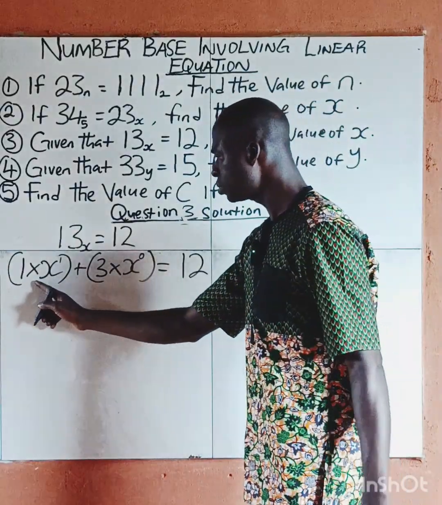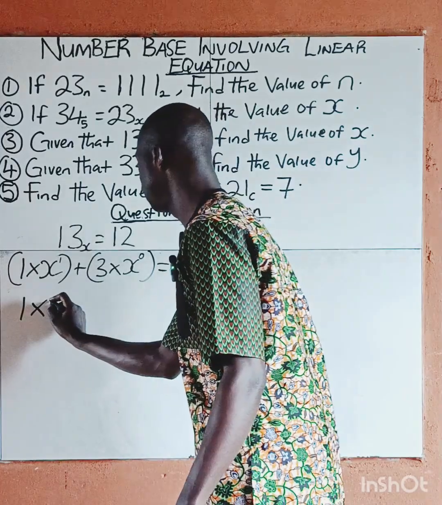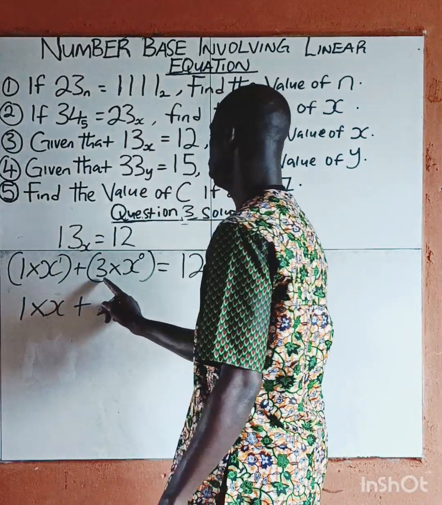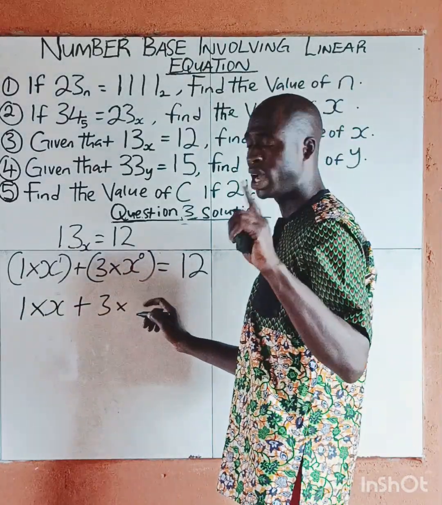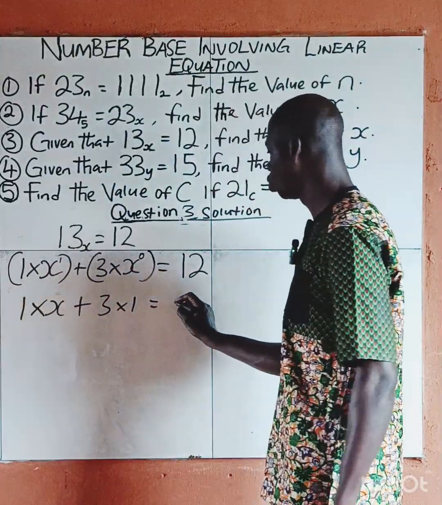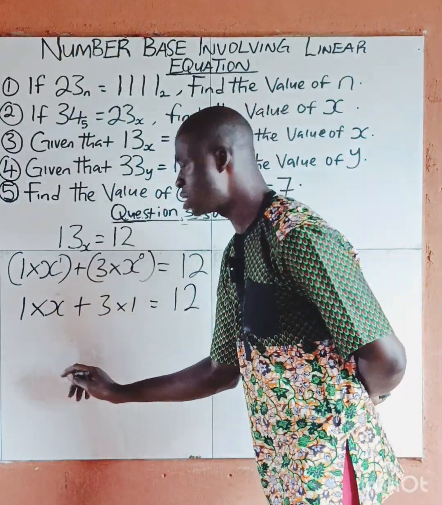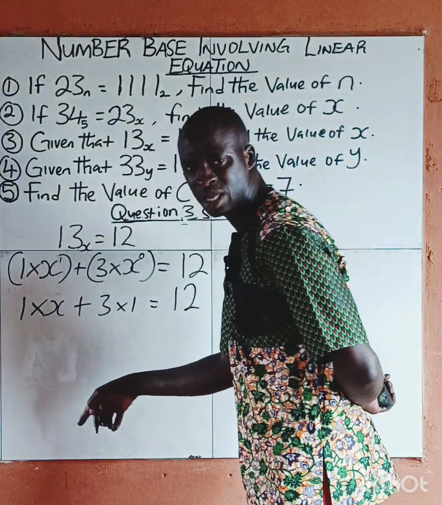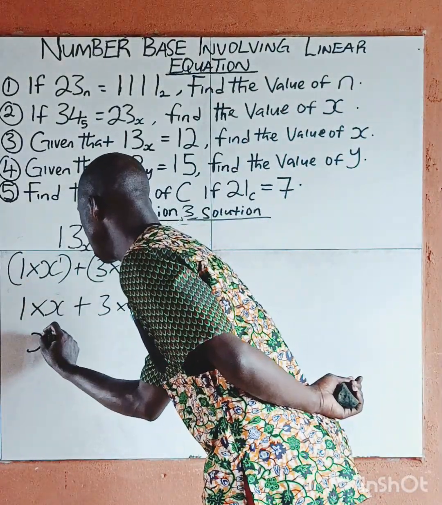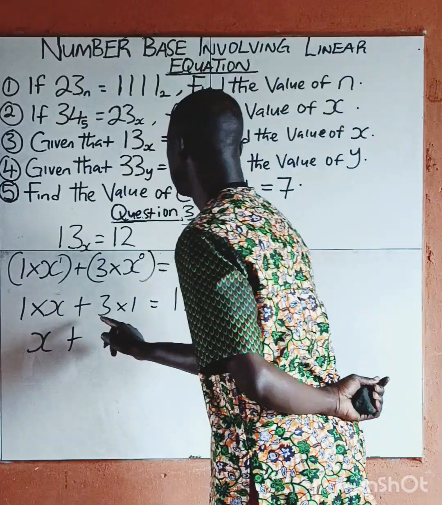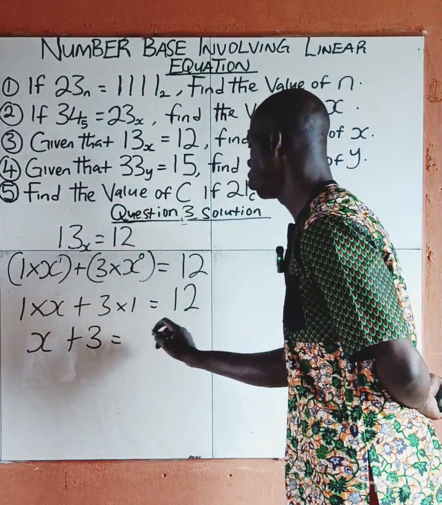So let's go straight. Here becomes 1 multiplied by x raised to the power of 1 will give me what? x. Plus, here becomes 3 times anything raised to the power of 0 is what? 1 in mathematics. Here becomes 1 equal to 12. Can you see for yourself? Now 1 multiplied by x will give me 1x, and in mathematics, whenever you are having 1x, you write only x. So we'll come here and say x plus 3 multiplied by 1 will give me what? 3, equal to this 12 right here.